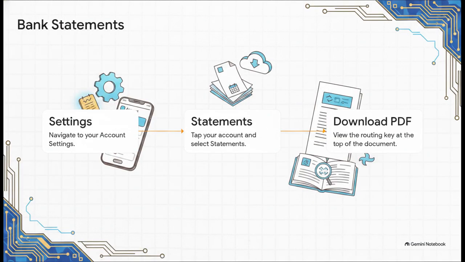And option 3, if you need something official, you can always download your monthly electronic bank statements. Head to your account settings, tap your account, select Statements, and grab the PDF for the month you need. These official statements proudly print your complete partner bank routing and account numbers right at the top of the document.